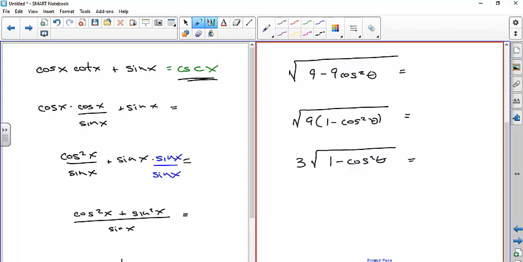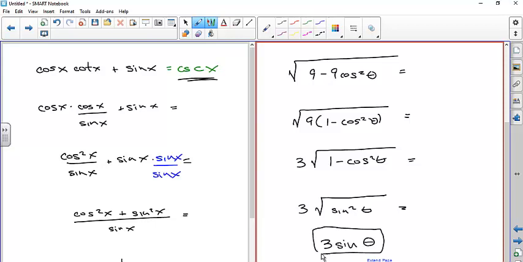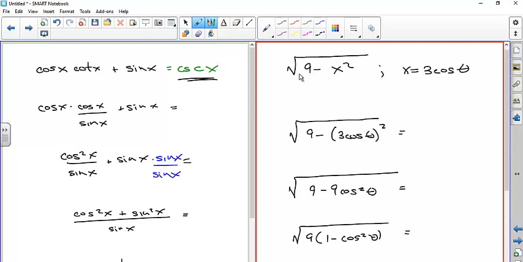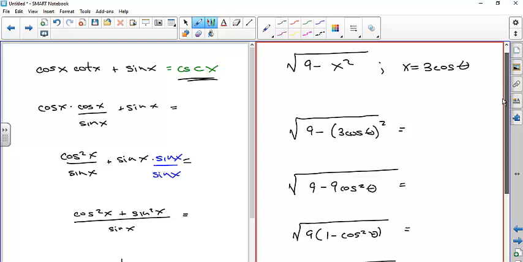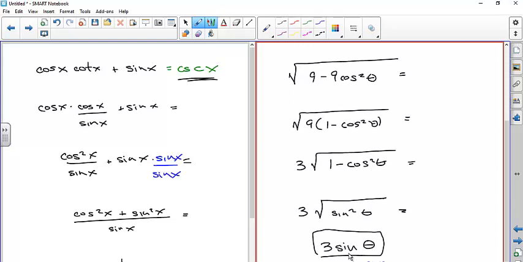But the Pythagorean identity says that 1 minus cosine squared theta is equal to the sine squared of theta, and the square root of the sine squared is the sine. And so that's the final answer. So this somewhat complex algebraic expression, using this substitution, comes out as this pretty simple trigonometric expression. So let's do another one here.